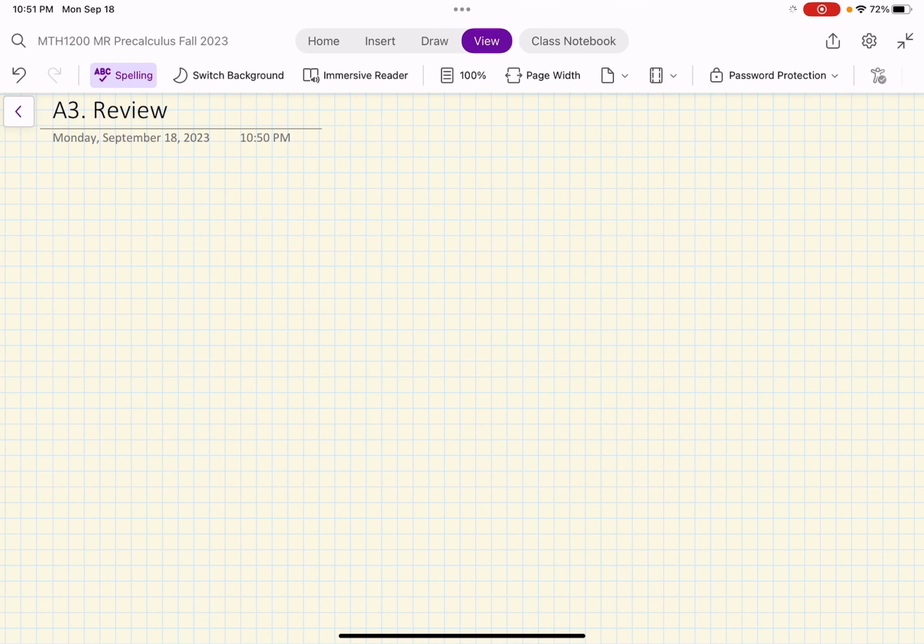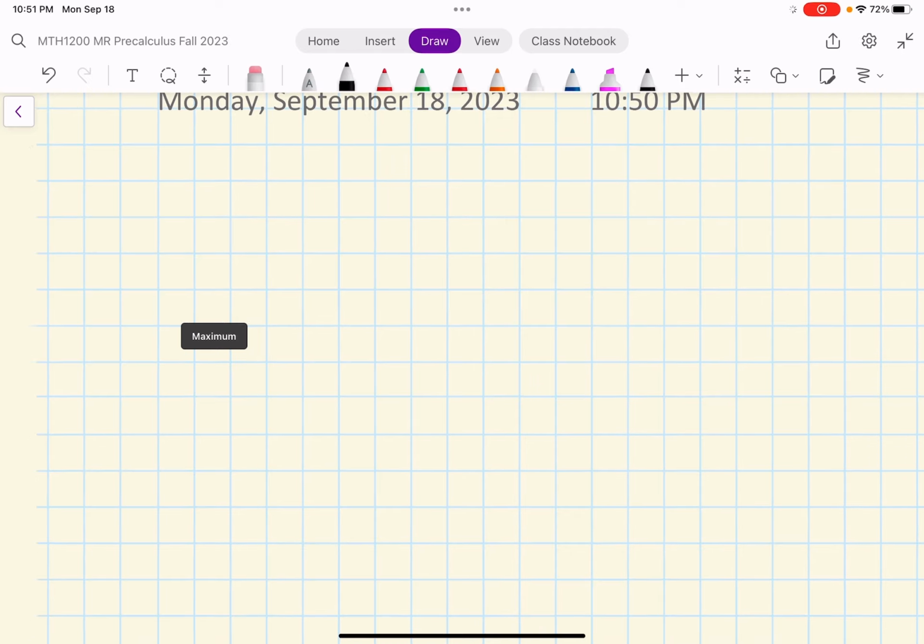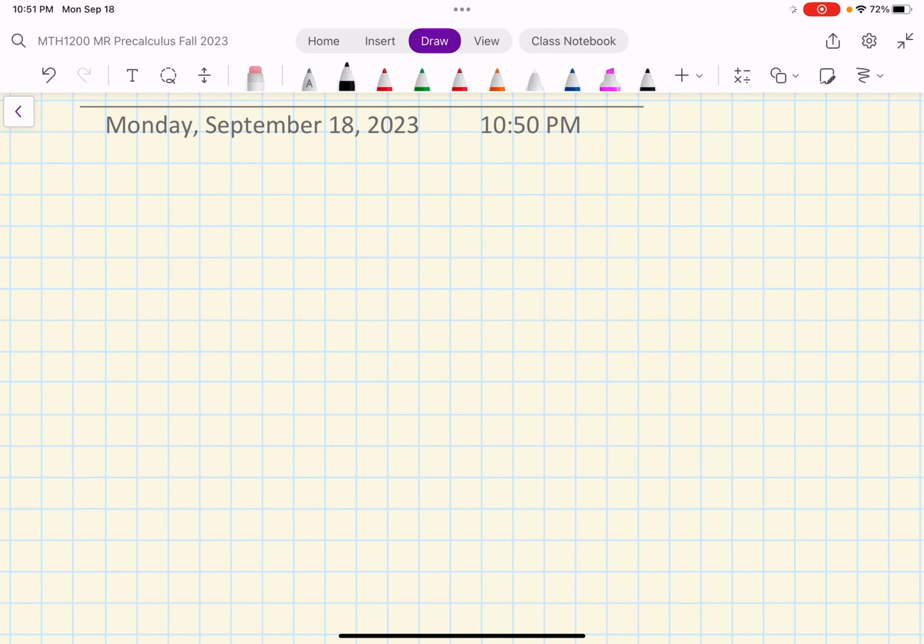Okay, so here we are switching gears and we're going to go to section 8.3, and 8.3 is polynomials and factoring. So we're going to just write a quick review on polynomials.